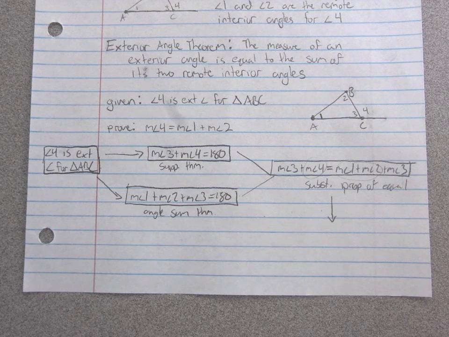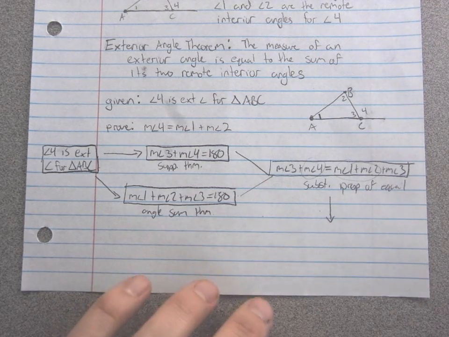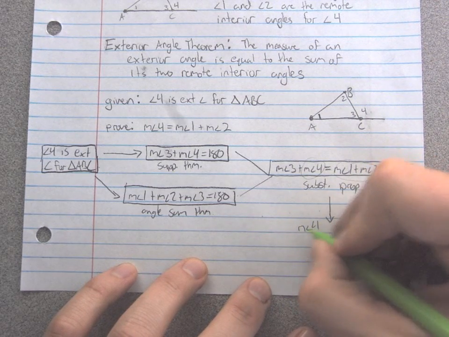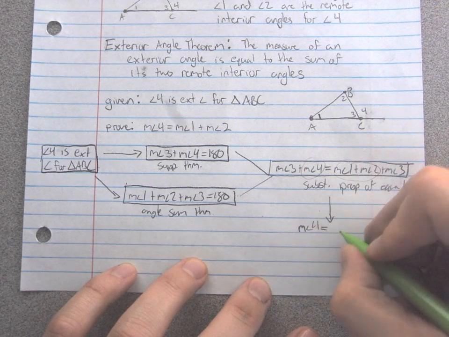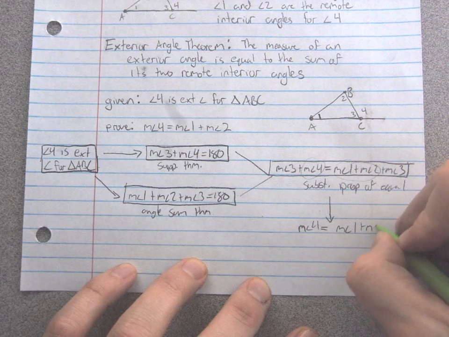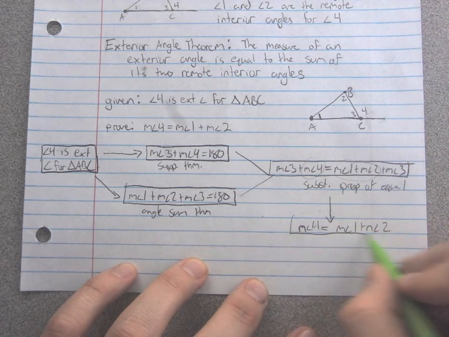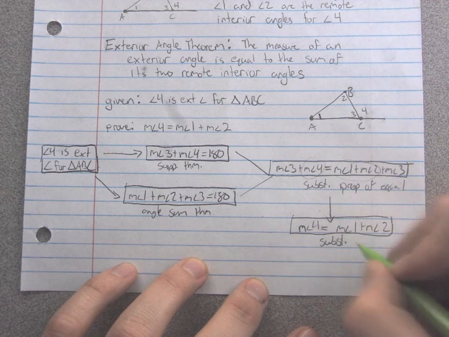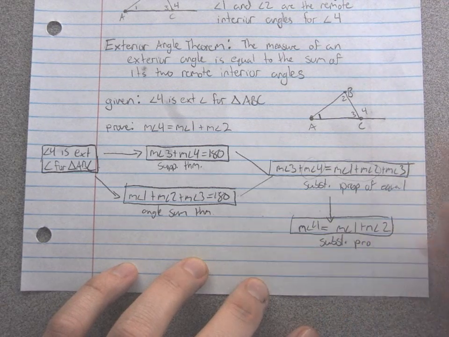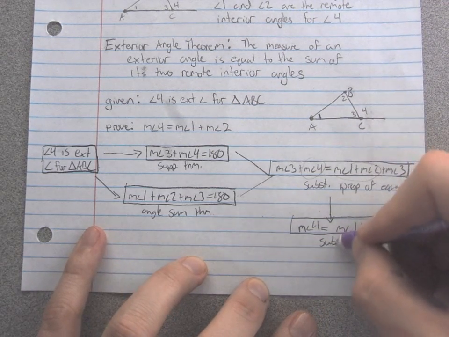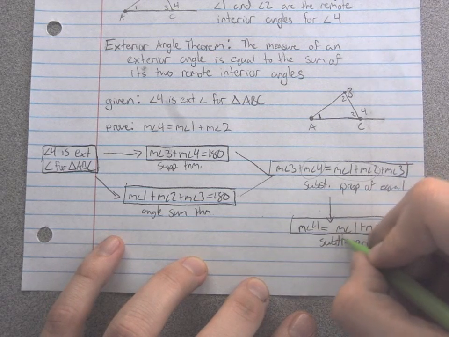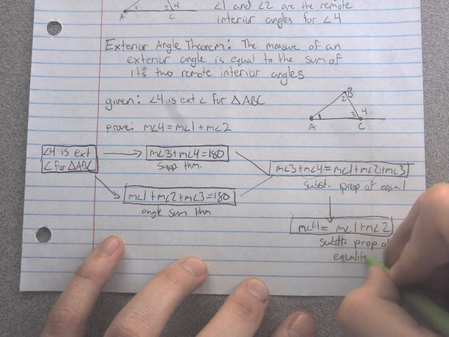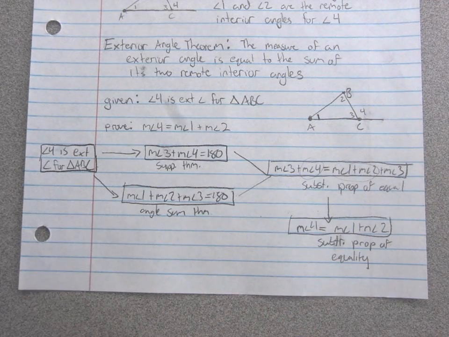And sometimes it does that in earlier proofs. And if you want to do that, that's okay. I'm going to go straight to the measure of angle 4 is equal to the measure of angle 1 plus the measure of angle 2, just by subtracting the measure of angle 3 off from both sides. So when I do that, I'm using the subtraction, sorry, not substitution, the subtraction property of equality. And that's the proof, okay, in a nutshell.